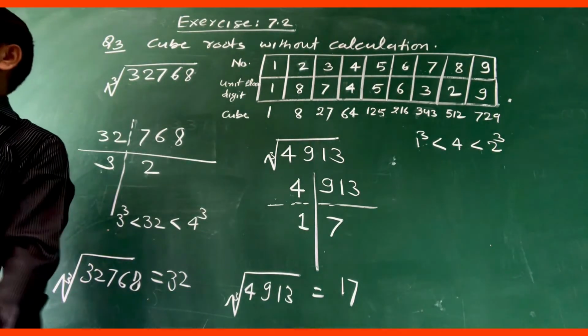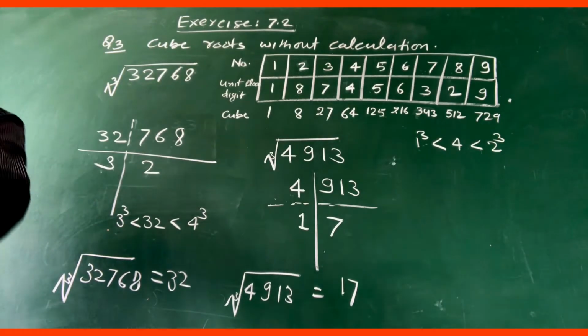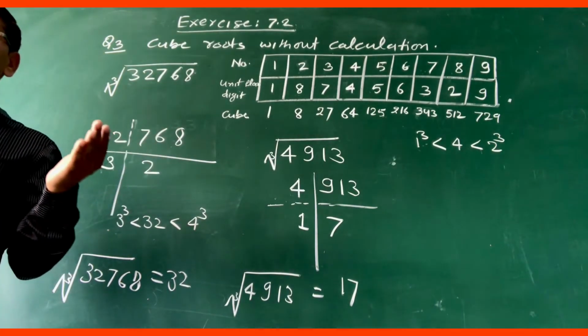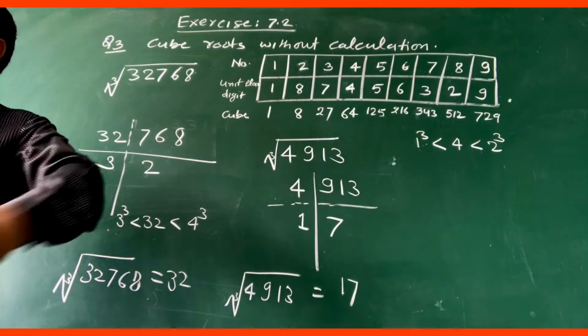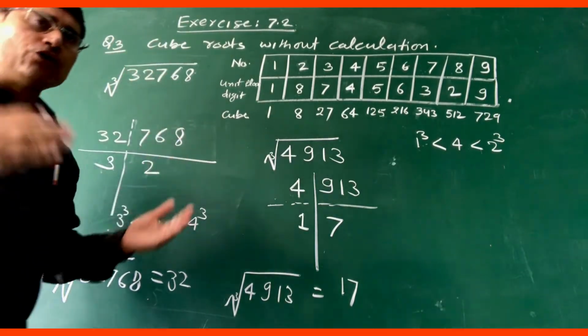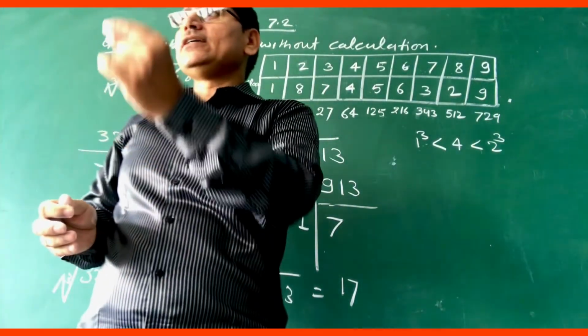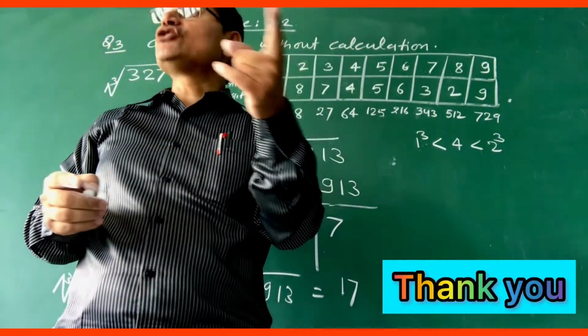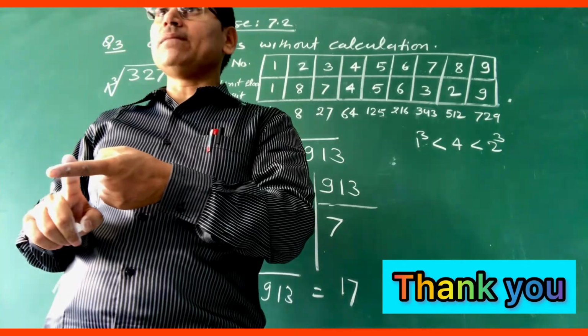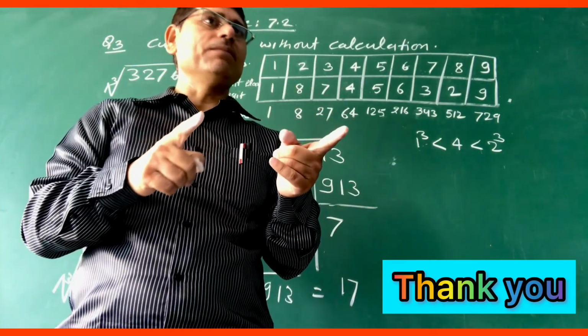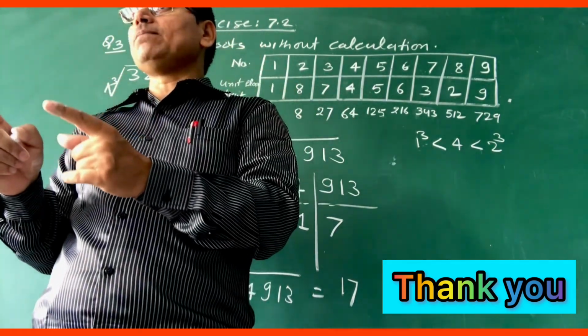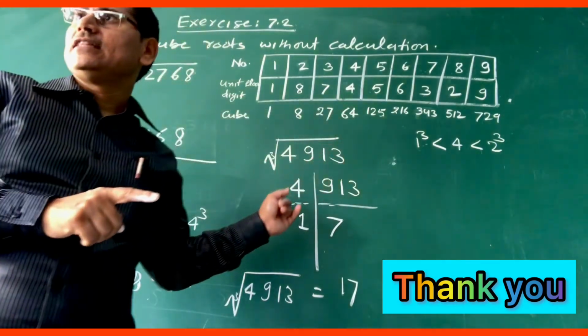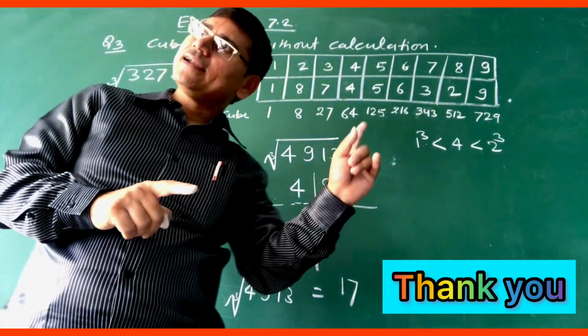So with this process you can find the cube root of a large number without calculating, but it should be a perfect cube number. Without a perfect cube, for a non-perfect cube number, you cannot use this method. Clear?